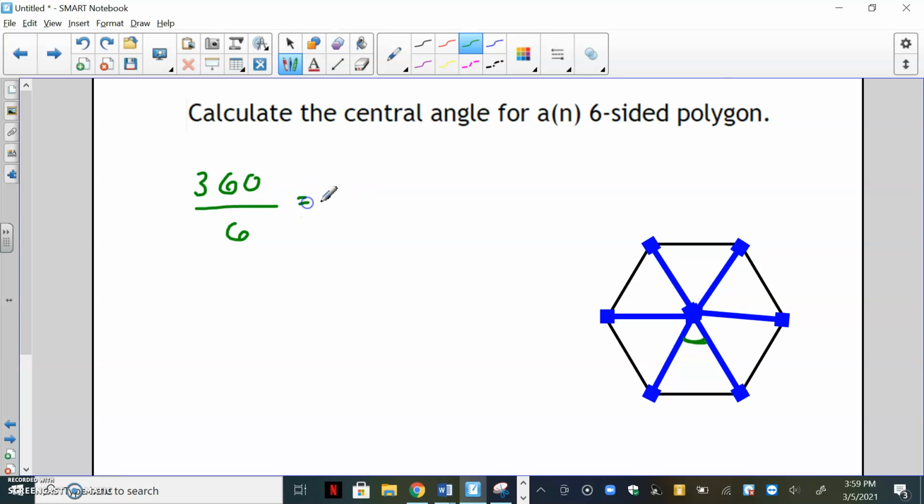So 360 divided by 6 is equal to 60. That tells me that my central angle right here is 60 degrees. It also tells me that all of these are 60 degrees, because they're all equal. And that's all for that.